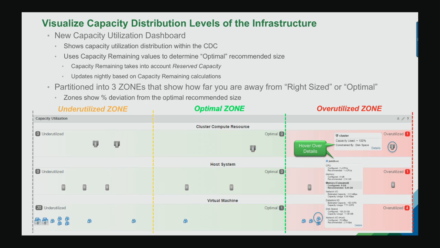And then this dashboard essentially shows you visually, hey, on the left-hand side over here, I'm underutilized for these object types. In the middle, this is where I'm in that optimal range from a capacity perspective. And then on the right-hand side, this is where I'm really overutilized. That could be at the VM, at the host, at the data store, at the cluster, et cetera, level. So it could be at any of those objects.